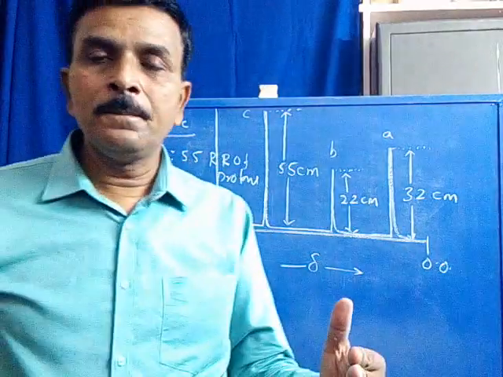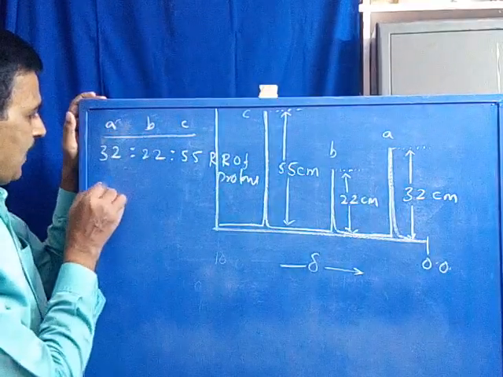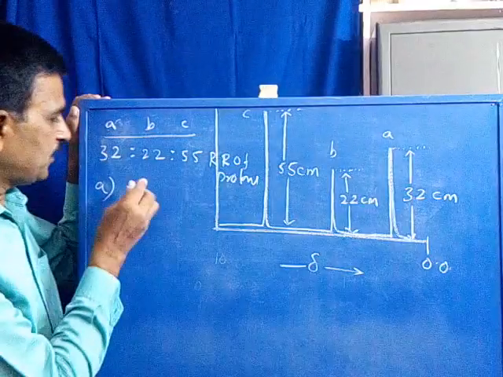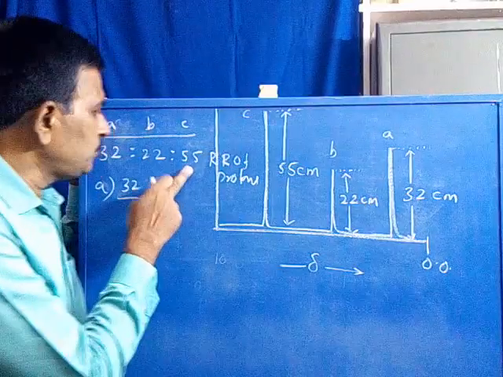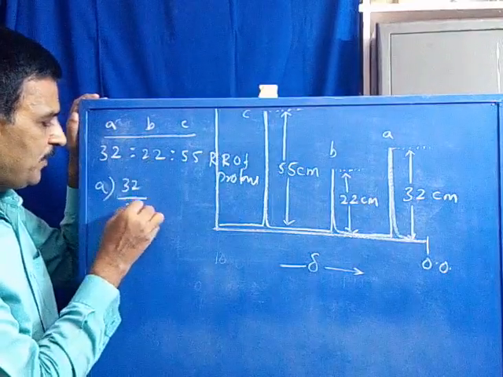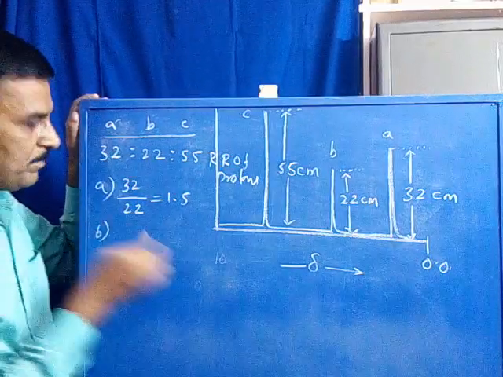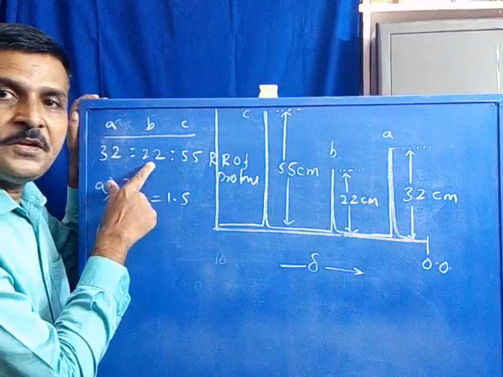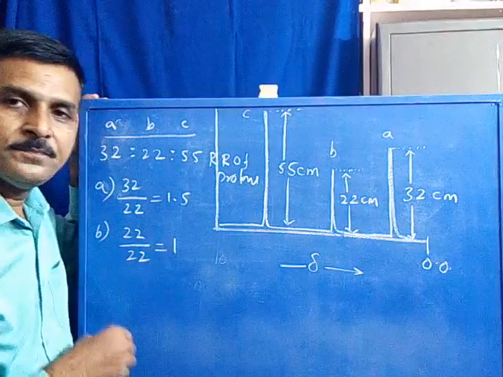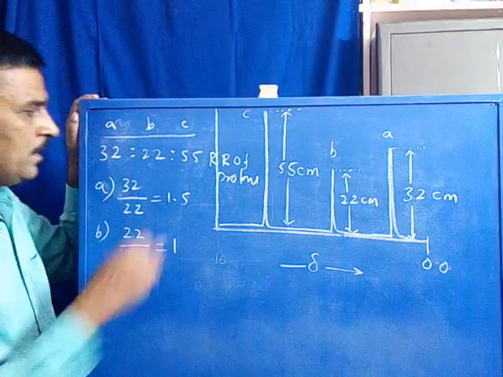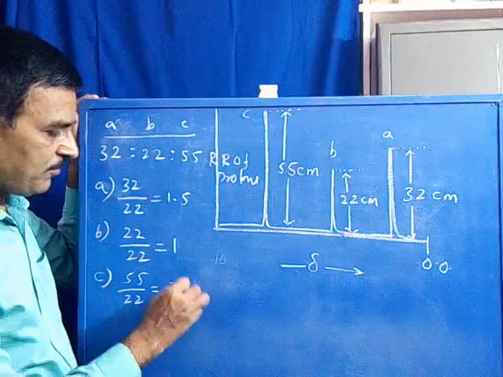We have to divide each relative ratio value by the smallest. Say for A, its relative ratio is 32 divided by, among the three values, the smallest is 22. 32 divided by 22, then we will get 1.5. For B set of protons, its relative ratio value is 22. 22 divided by 22 is equal to 1. Similarly for C, there is a 55 relative ratio. 55 divided by 22 is equal to 2.5.